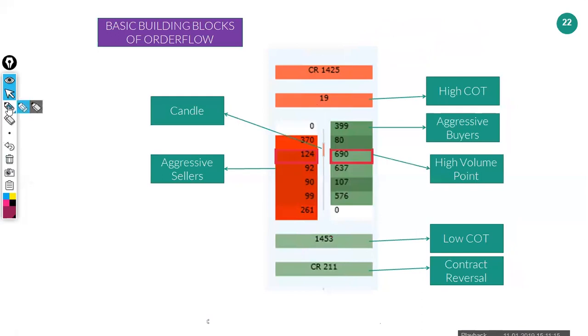Again, as I said, these blocks, the red color blocks, are where the high volume points are, or we can also say high volume nodes. They are mostly high volume points or high volume nodes.